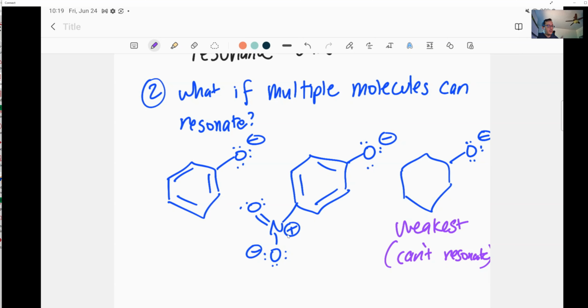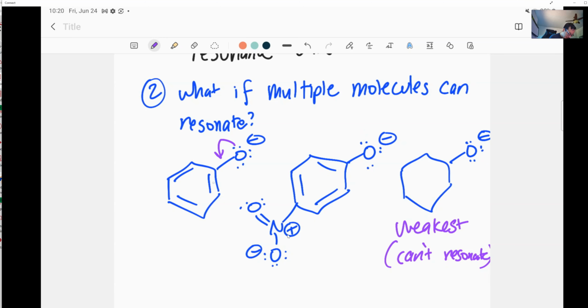We can resonate to 3 different positions on the benzene, depending where we go. But the other one has a nitro group. And nitro groups are excellent places to throw resonance. And so if we want to go ahead and draw some of these resonance structures, should have chosen something more simple because we've got so many. But here we go. Let's resonate.